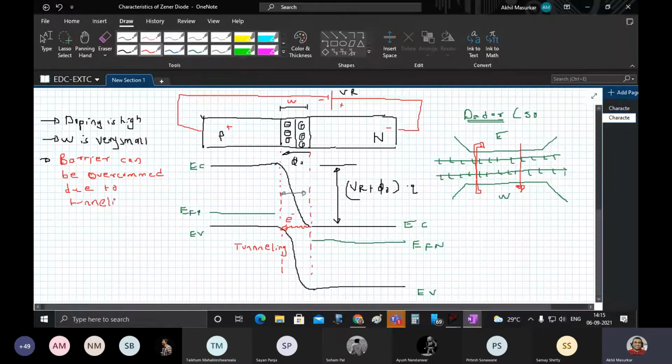And this happens only for a certain condition, that is when doping is high and width is very, very small. So this tunneling can occur at low voltage. Why the tunneling occurs at low voltage? Because W is very small. It is easy to tunnel. And since the voltage is small, voltage is small means what?